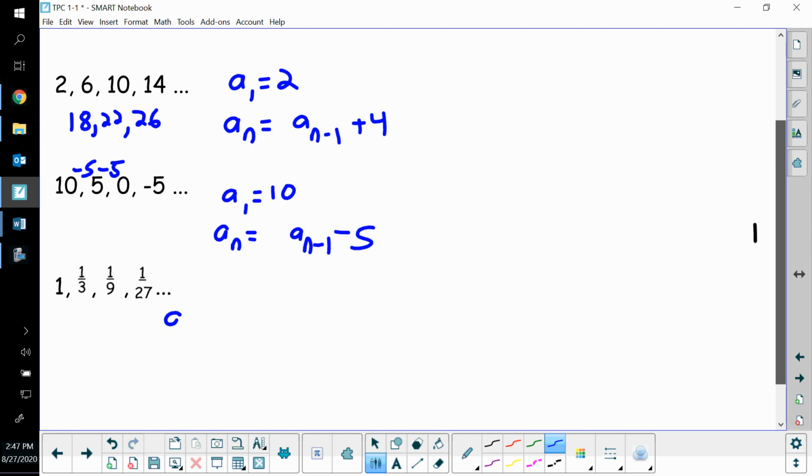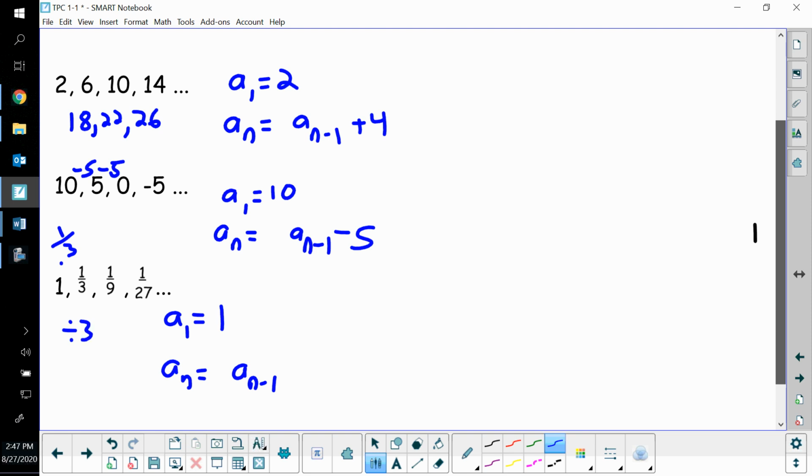Third one, tell what our first term is. A1 equals 1. We'll have AN equals A with N minus 1 as the subscript. Again, that just means previous term. We need to see what's the pattern. So we have 1/3, 1/9, 1/27th. There's actually two ways that you could represent this. You could either say that we're multiplying by 1/3, or you could say we're dividing by 3.